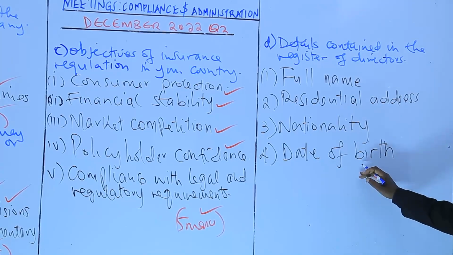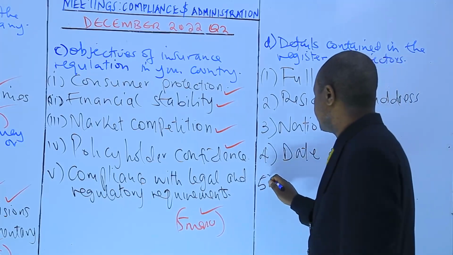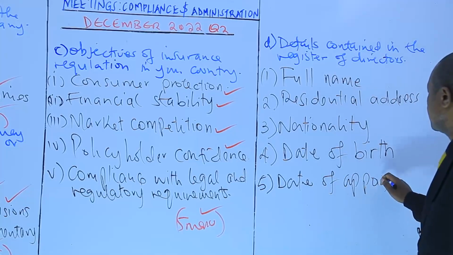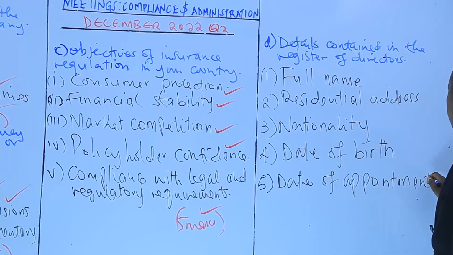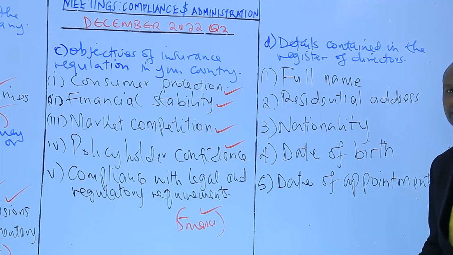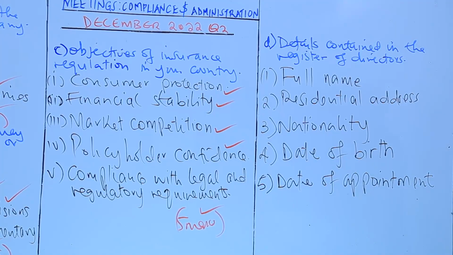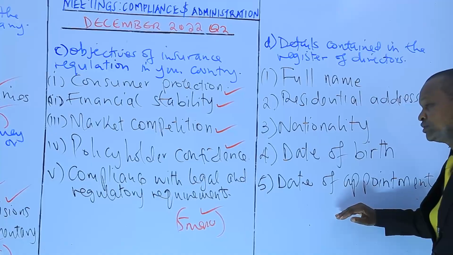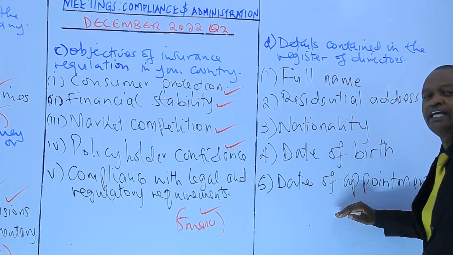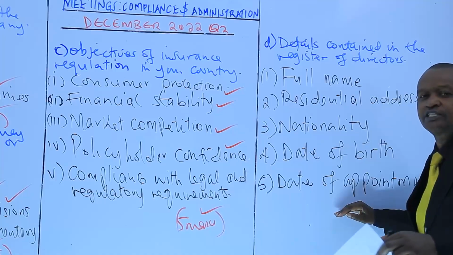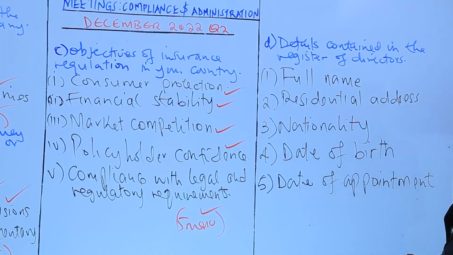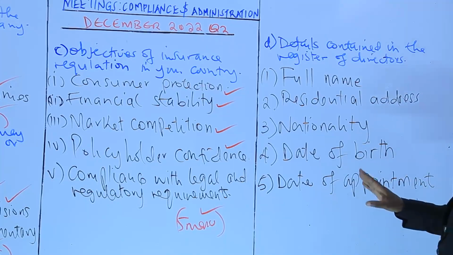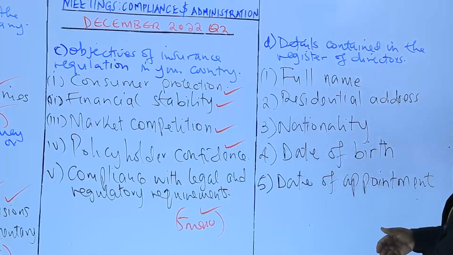Date of appointment, number 5. The register will note the date on which each director was appointed to the position. Why? Because it helps to track the tenure and changes in the directorships over time. If the date of appointment is known, then it's possible to tell the tenure of each director.